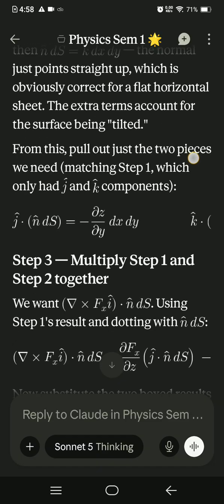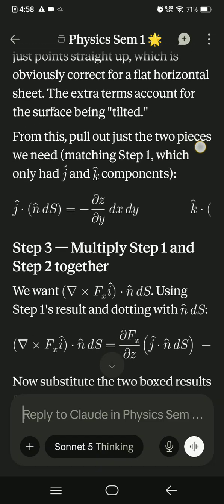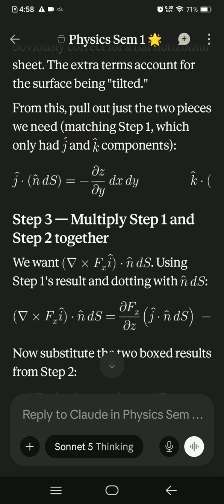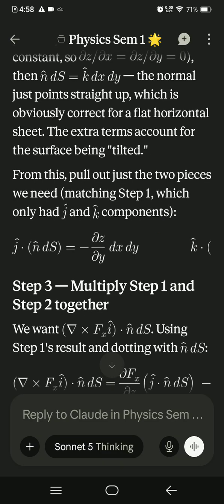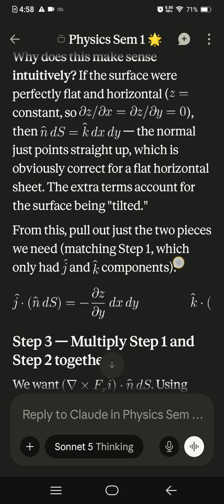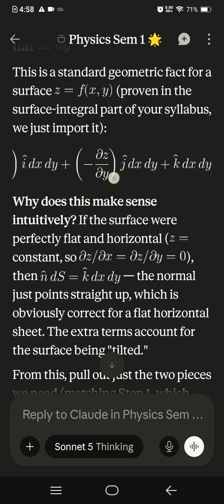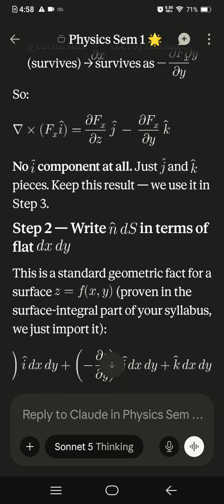Anyway, from this pull out just the two pieces we need, matching step 1, which only had j and k components. Okay, since we don't have any i, we only have j and k, so we are going to take this part only. Is it?